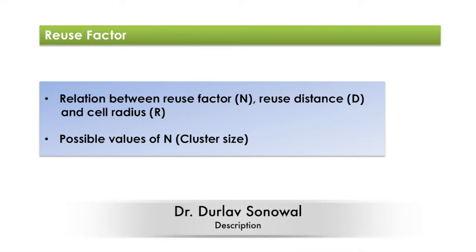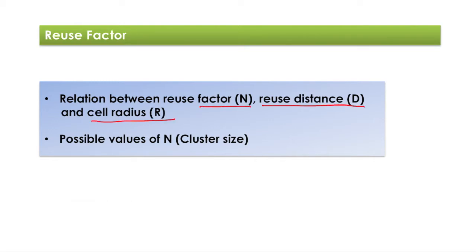Hello everyone. In the last video, we discussed that the reuse factor is the number of cells in a repeating pattern in a cellular system. In this video, we will see a relationship between the reuse factor, the reuse distance, and the cell radius. We will also see what the valid cluster sizes are that can be used in a cellular system, and we will learn how to draw the different frequency reuse patterns.